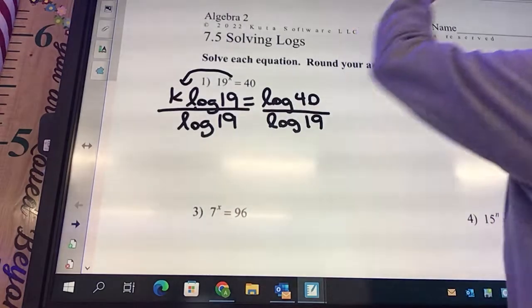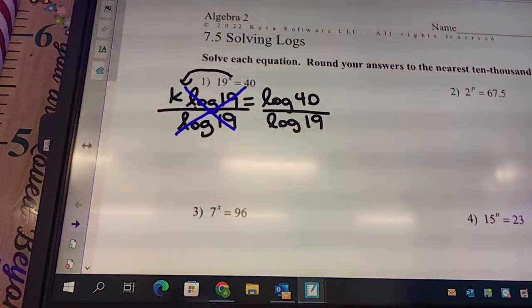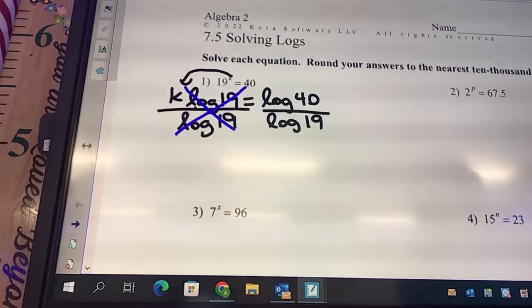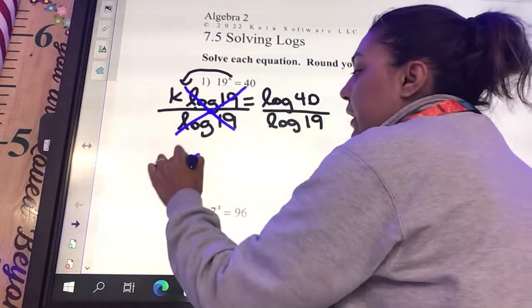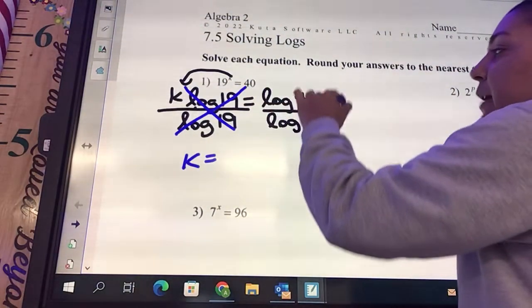So what happens over here is that these logs cancel each other out. And so what are we left with? Well, we're left with K equals, okay, and this part you just type in the calculator.